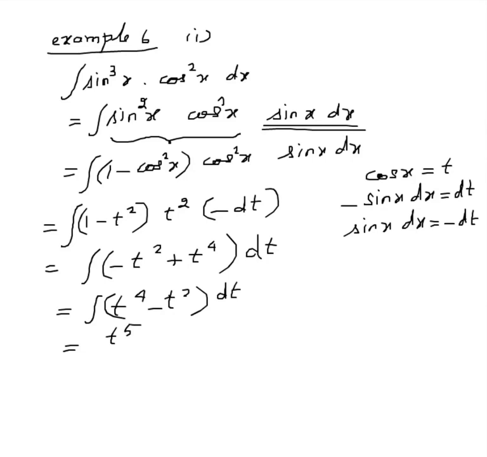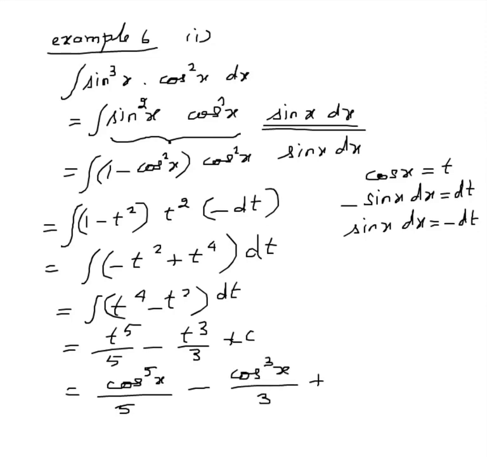Let us integrate t power 5 by 5 and t cube by 3 plus c, and let us substitute for t. cos power 5x by 5 minus cos power 3x by 3 and plus C is the answer.